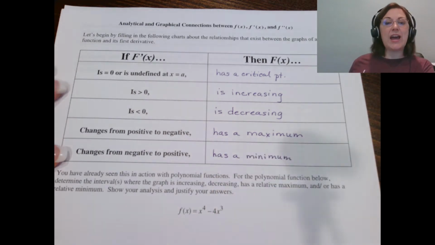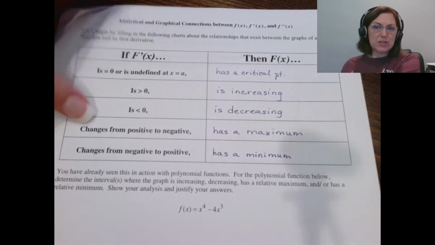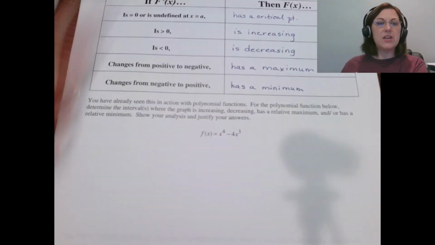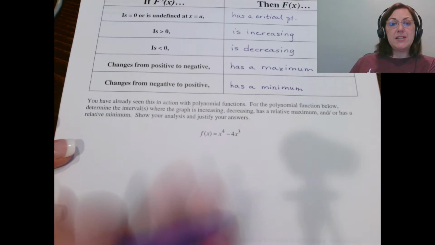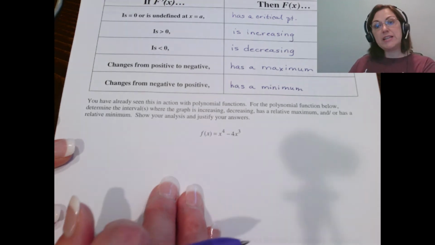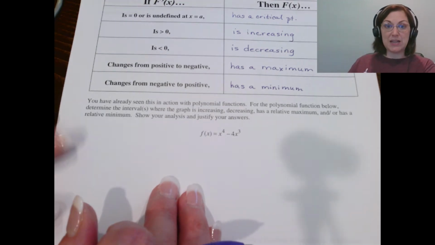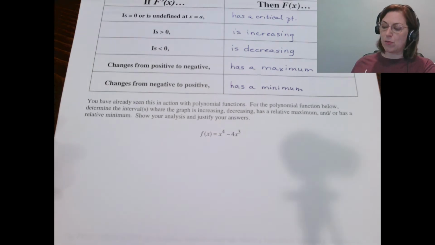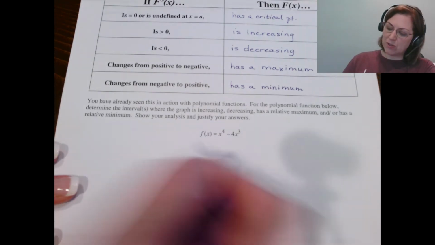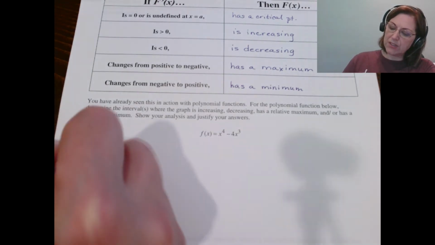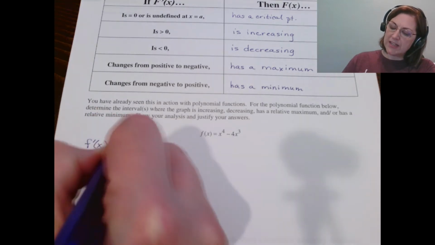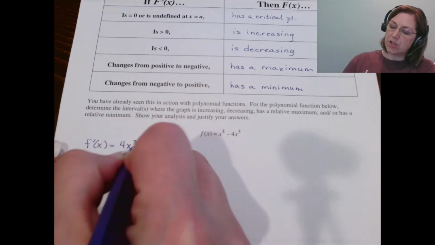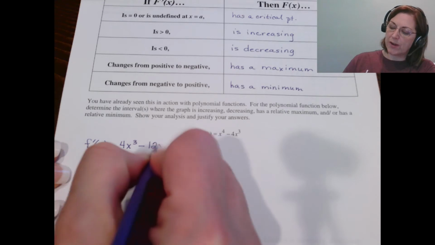So let's take a look at a function, and you might want to make a note. This first one is going to be primarily what you would do without your calculator. We want to determine where a function is increasing, decreasing, has a max and min, and of course we want to show our analysis for that. Everything begins with the first derivative. So we'll do the power rule to get our first derivative, which is 4x cubed minus 12x squared.